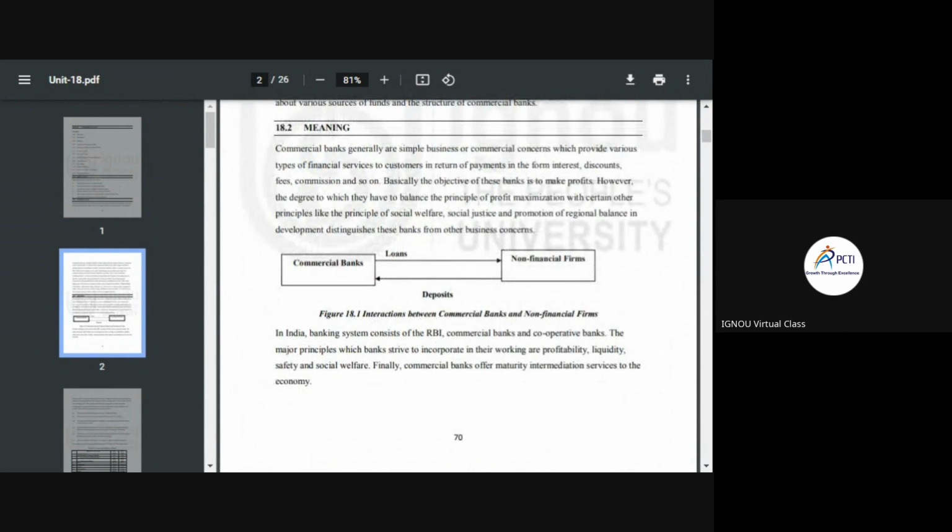So first of all, we need to know the meaning. Commercial banks are simple business or commercial concerns which provide various types of financial services to customers in return for payment in the form of interest, discount, fees, commission, and so on. Basically, the objective of these banks is to make profits, however to a degree they have to balance the principle of profit maximization with certain other principles like social welfare, social justice, and promotion of regional balance in development that distinguish these banks from other business concerns. So basically, a commercial bank gives loans to non-financial firms, and non-financial firms give deposits.